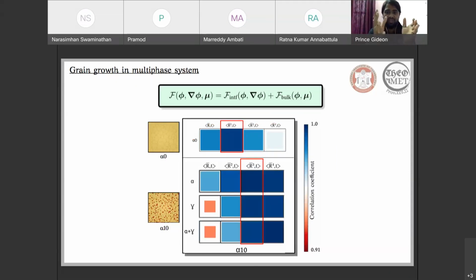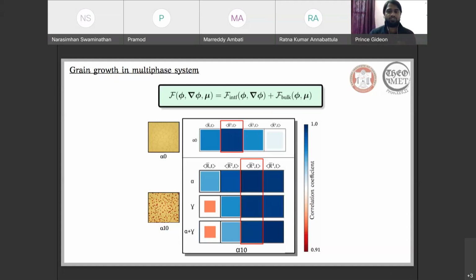So that means that the evolution in the homogeneous system is governed by the movement or the mobility of the interface, whereas in the multi-phase system, it is governed by the diffusion of the chemical components that are involved. So these indicate the change in the mechanism that operates during grain growth in a multi-phase system compared to the homogeneous system.